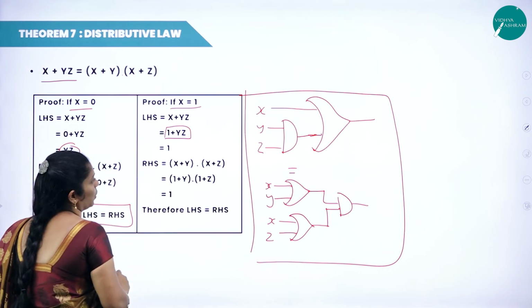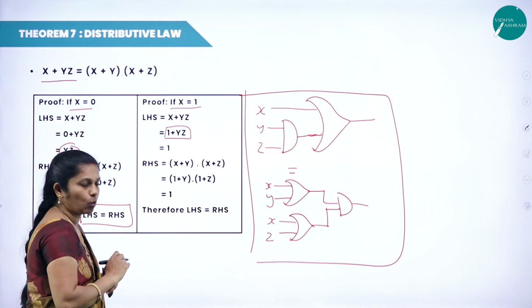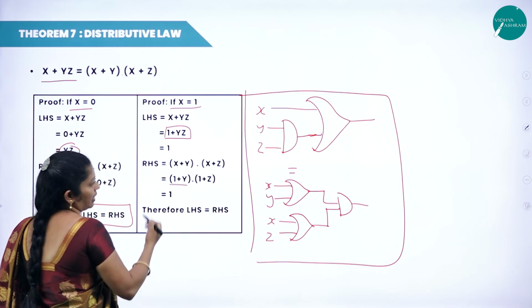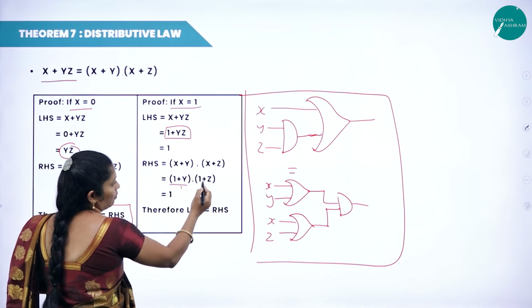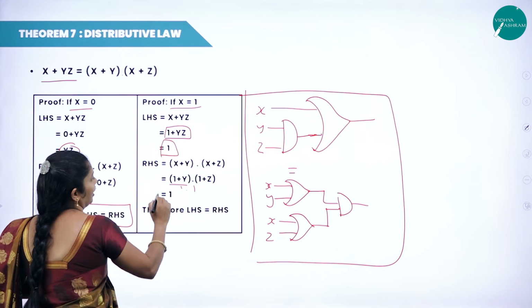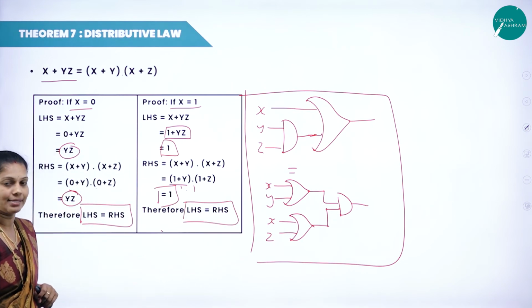Then 1 plus y, as well as x plus y, we have. Then in the place of x, I'm going to substitute 1: 1 plus y, here also 1 plus z. Then 1 plus y is nothing but 1. In the same way, 1 plus z is nothing but 1. 1 into 1 is nothing but 1. Therefore, here also 1, here also 1. Therefore, left hand side value equals right hand side value.